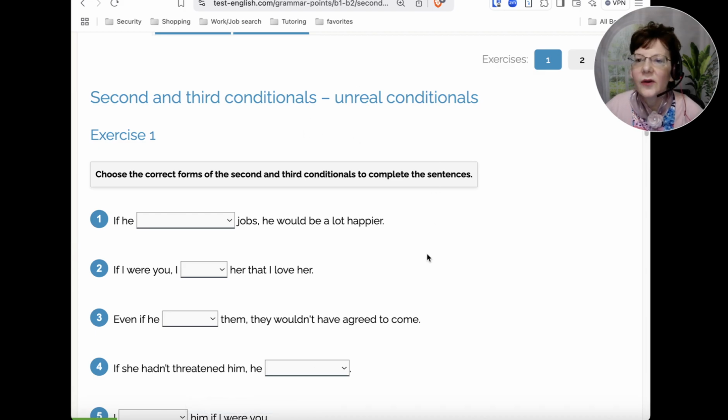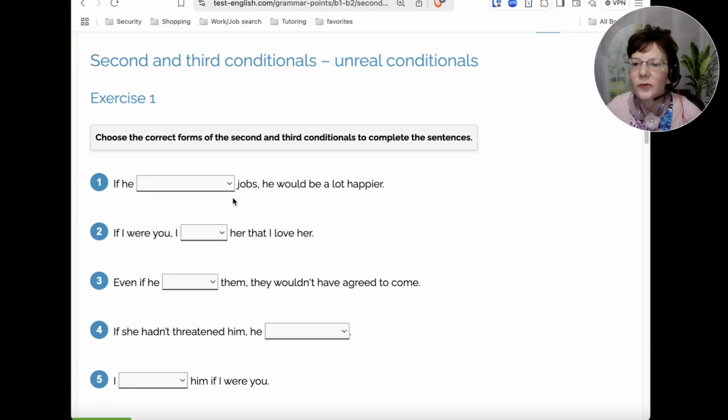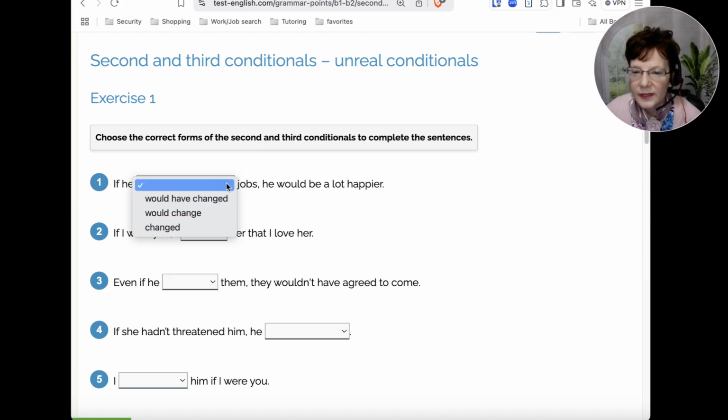Okay, so second and third conditionals. From the drop-down menu, we'll choose which one goes. So, "If he ___ jobs, he would be a lot happier." Okay, so it's second conditional. So: would have changed, would change, or changed. Remember what goes in the if clause here? If you chose the last one, changed, that would be correct.